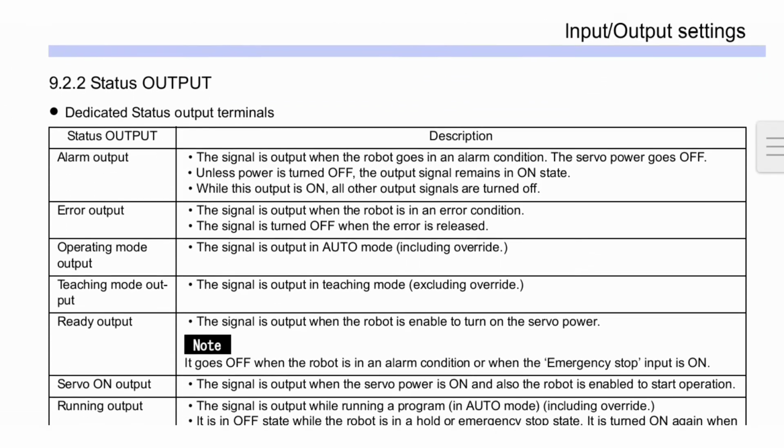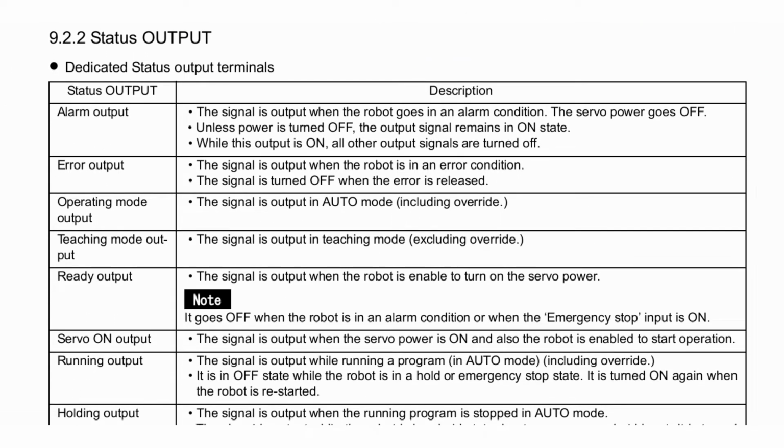Next is status output. Dedicated status output terminals. Alarm output: the signal is output when the robot goes in an alarm condition. The servo power goes off. Unless power is turned off, the output signal remains in on state. While this output is on, all other output signals are turned off.